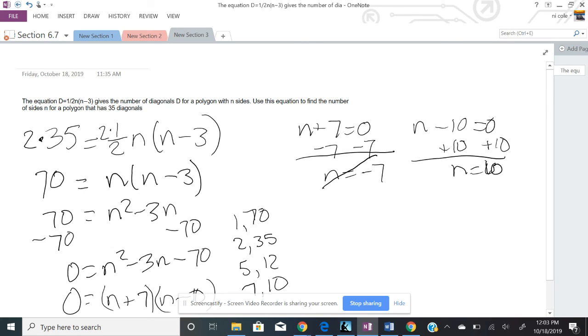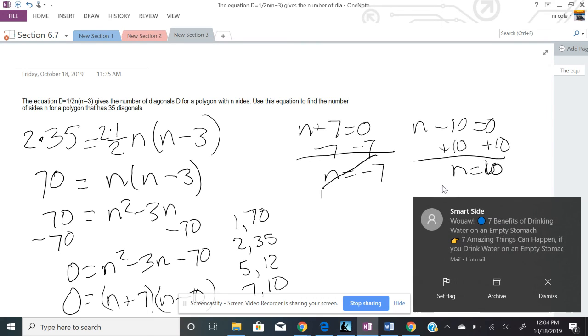So I just found that if you're going to have 35 diagonals within your polygon, it has to have 10 sides. Okay, so with that in mind, your answer is 10.